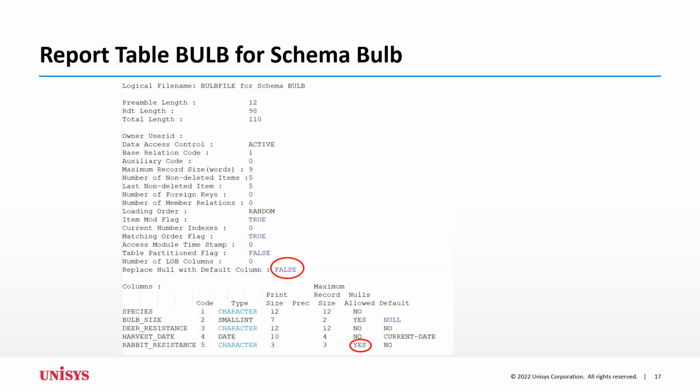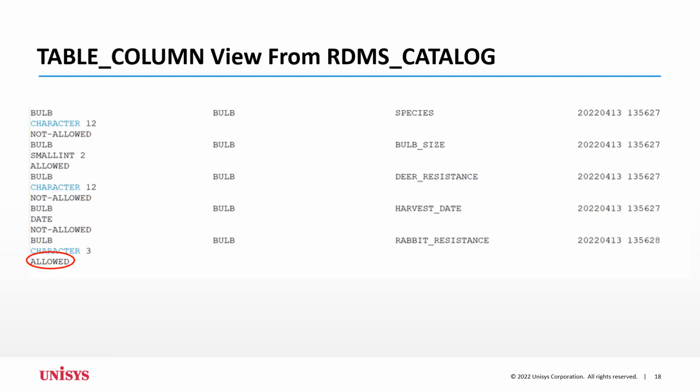This slide shows a report of table bulb after the previous update where we added the new column of rabbit resistance with a default of no. We can see that the replace null with default column is false and that rabbit resistance has the nulls allowed value of yes. This is the table columns view from the RDMS catalog. We can see column rabbit resistance has the value allowed.